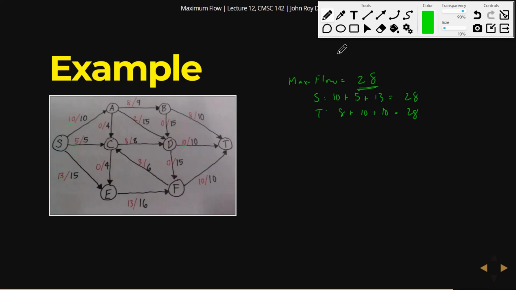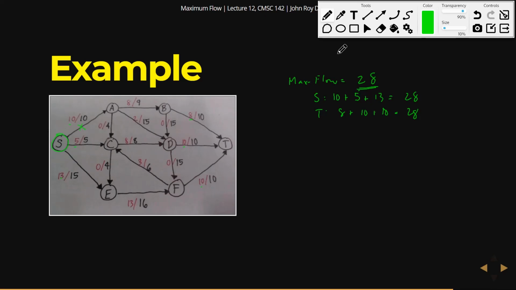Now, how do we find out the min cut? So we will start at S. Okay. So S is here. So S is discoverable. And then we will try to search or try to find out which nodes are reachable. Now, can S go to A? S to A is already full, so we cannot pass by this edge.